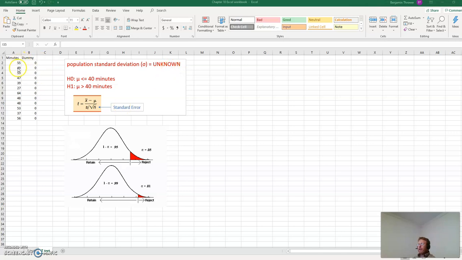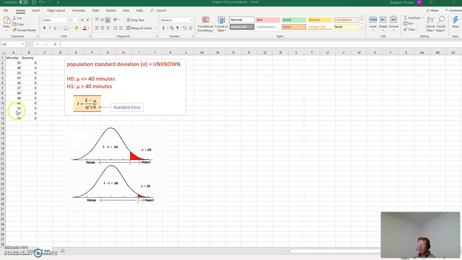So we have the same data here and the same setup. What was the setup? It was a manager of a regional airport thinks that people are staying longer in the short-term parking lot than what he believes the average is, which is 40 minutes. So he goes outside, does a quick sample of 12 cars, gets these numbers, all right?